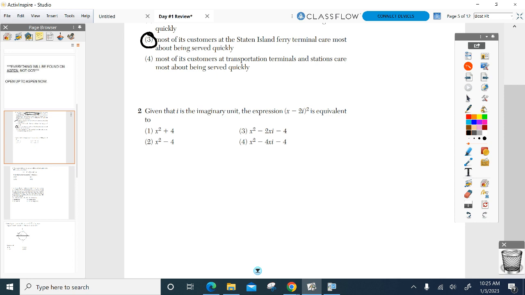Oh, little i, huh? Back in the day. What's equivalent to (x minus 2i) all squared? Good news. You don't need to know a darn thing about i. This is how I'm going to get you to pass the Regents, especially multiple choice. Which one is equivalent? So which one is the same as the original?